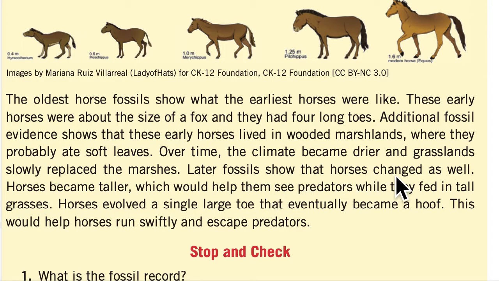Later fossils show that horses changed as well. Horses became taller, which would help them see predators while they fed in tall grasses. Horses evolved a single large toe that eventually became a hoof. This would help horses run swiftly and escape predators.